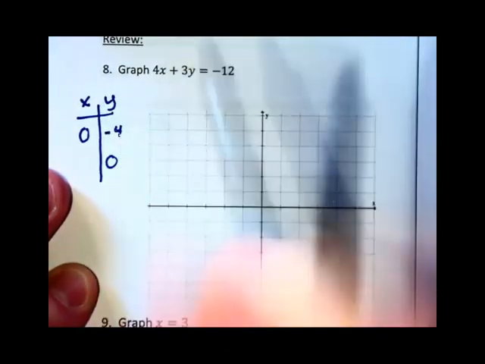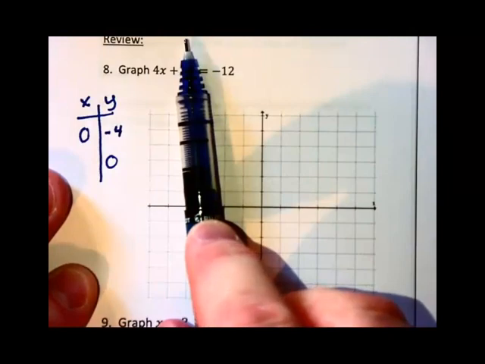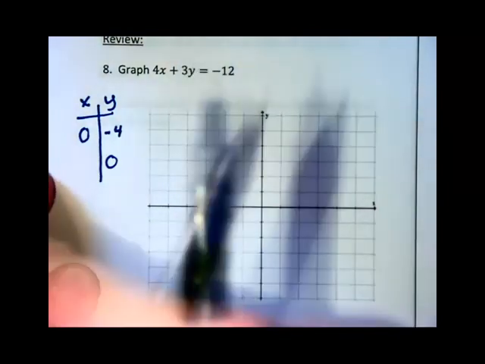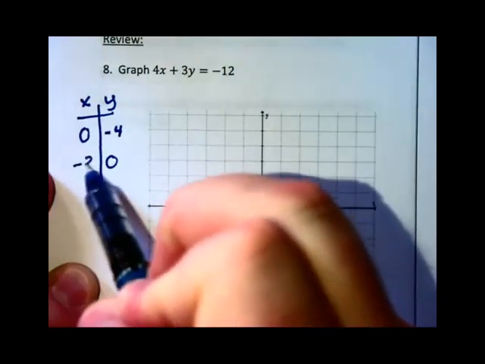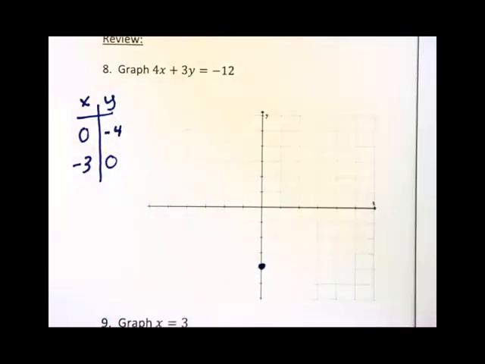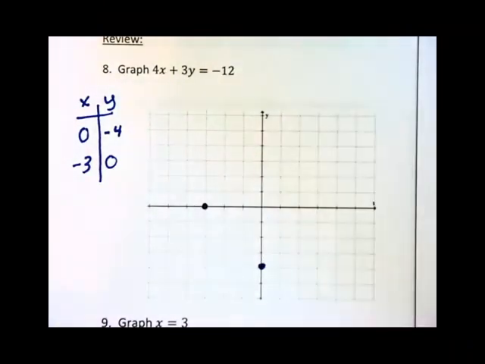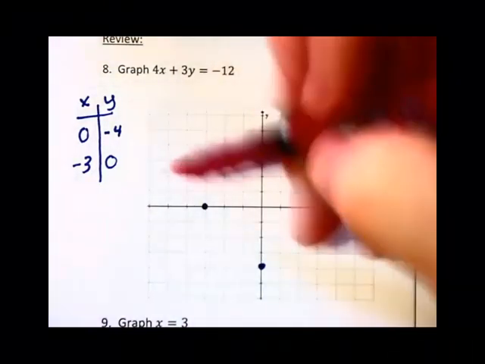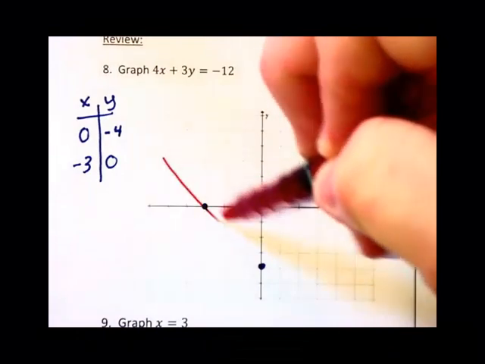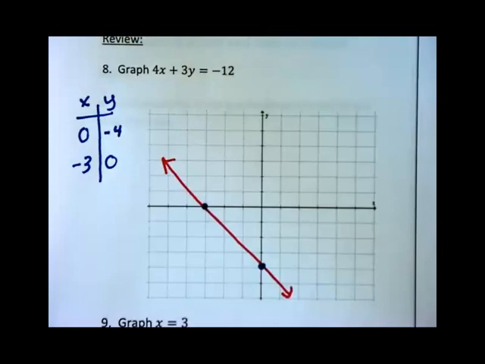And then letting y be 0, we have 4x equals negative 12. So x would be negative 3, dividing by 4 on each side. So (0, negative 4) is 4 units below the origin. (Negative 3, 0) is 3 units to the left of the origin. And we have our 2 points through which we can play connect the dots and continue on and draw in those arrows at the end.